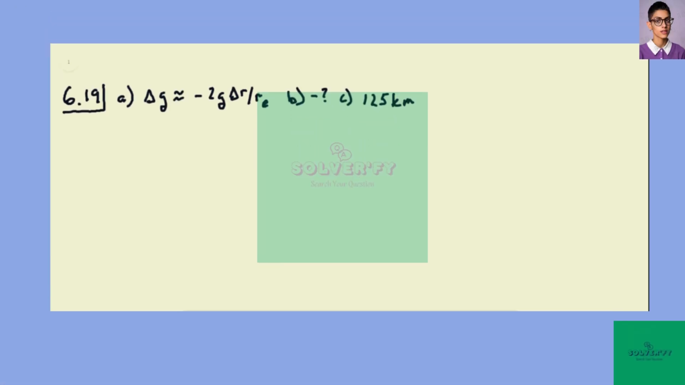6.19. So we'd like to use the binomial expansion to show that this is an approximation for the change in the acceleration due to gravity as you increase your distance from the surface of the Earth by amounts that are small compared to the Earth's radius. We want to explain what the minus sign in this means, and we want to use this to compute little g for a distance 125 kilometers above the Earth's surface, and then compare that to directly using Newton's law of gravitation.